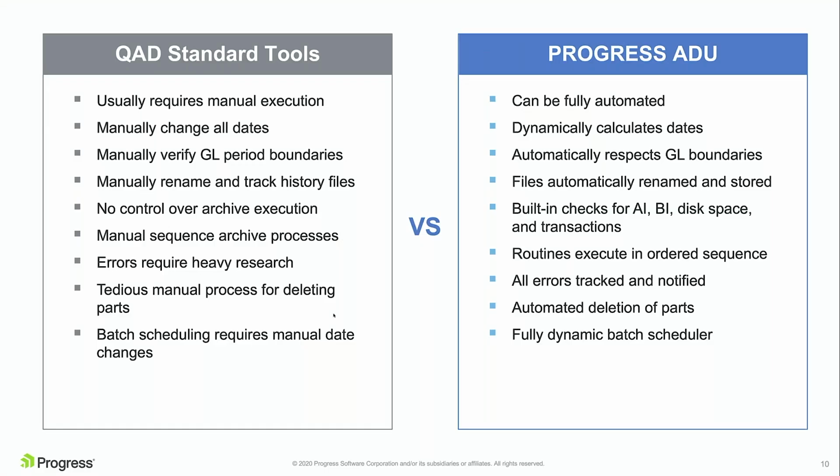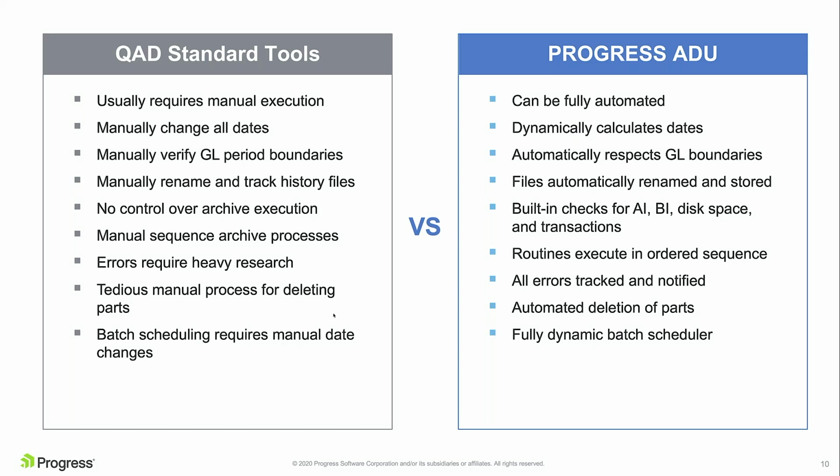Just to compare and contrast, here's a recap of the QAD standard archive tool. It requires manual execution. You have to manually change the dates. You have to figure out what the general ledger boundaries are. You have to rename the files it generates to give them meaningful names, and you have no control over the execution. It's a lot of manual process. With the ADU, it just automates everything.